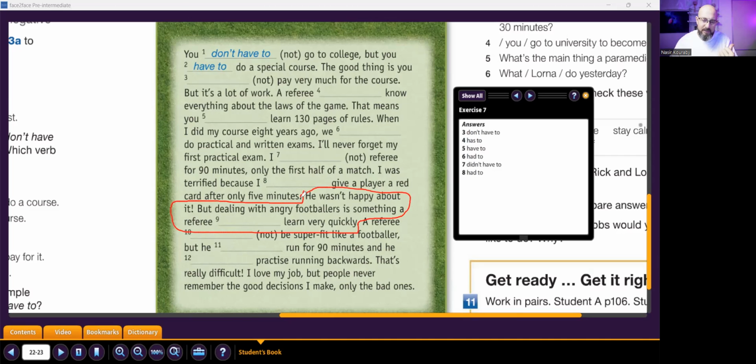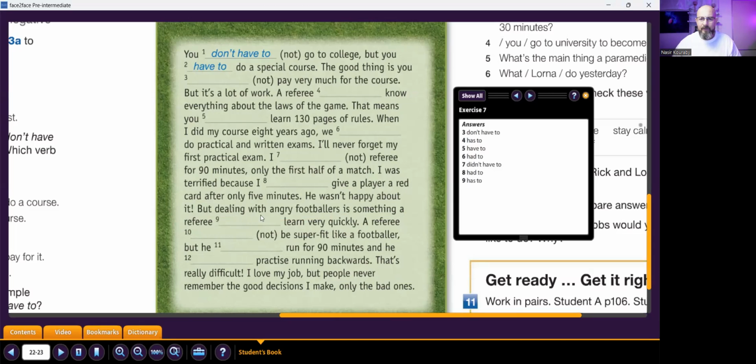So am I talking about the present or the past? Now the story happened in the past. But when I say dealing with angry footballers in general, in the past, now, in the future, dealing with angry footballers is something a referee, in general, not only in the past. If you say had to, that means only in the past. But when I say a referee has to learn, this is very important, for present, past, future, all the time. So we say has to.